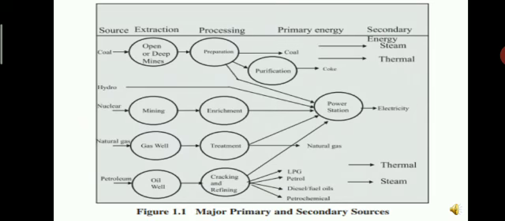This is a picture which is showing the use of major primary and secondary sources. Coal is there, hydroelectric means water is there, nuclear energy, natural gas, petroleum gas, all these are the sources of energy, and they are extracted. After processing, they are used for power generation. Here you will see the oil well, from the oil well you get petroleum, and petroleum products may be in the form of LPG, petrol, diesel, fuel oils, and petrochemical.